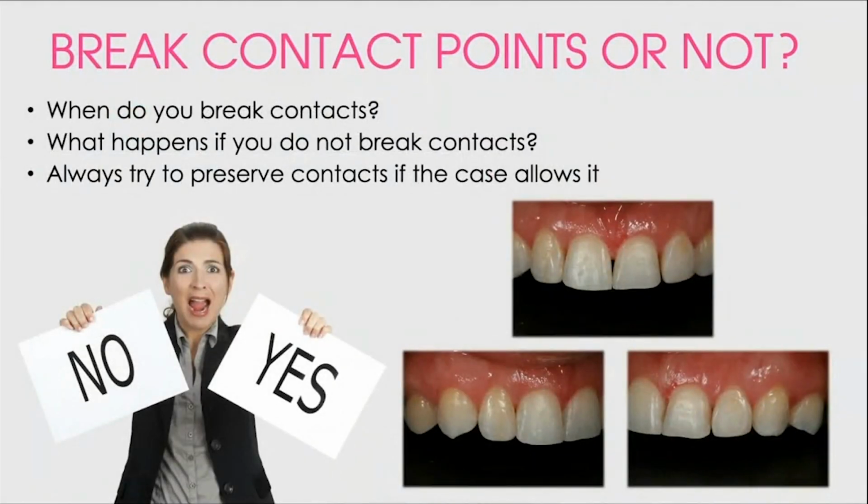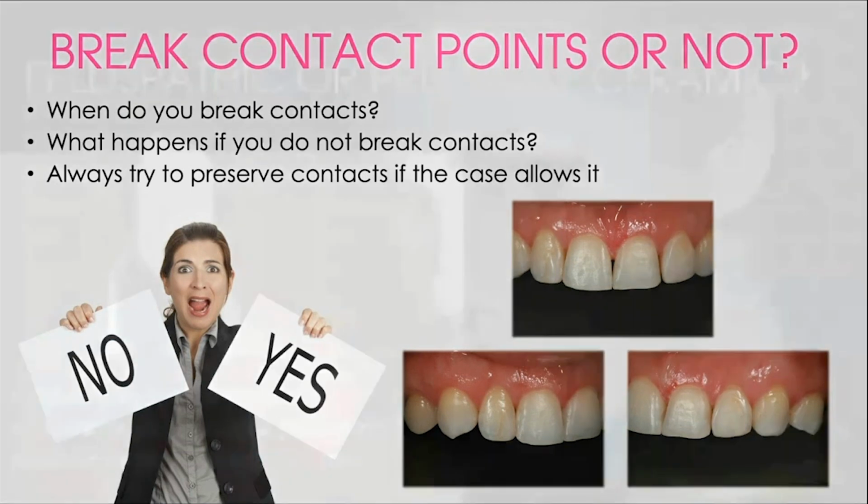Here's a popular one. Do I want to break contact points or not in the anterior case? When do you break contacts? What happens if you don't break contacts? I always try to preserve contacts if the case allows it, but in case of large black triangles or teeth that are rotated slightly that you want to correct prosthetically only, I think in order for the lab to be able to close the black triangle and hide the spaces, you need to break the contact so they have the freedom to start the restoration without the position of the teeth being conditional, so that they can move the teeth around or change the sizes of them.